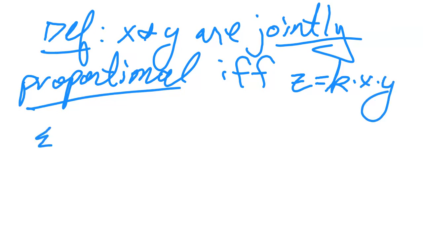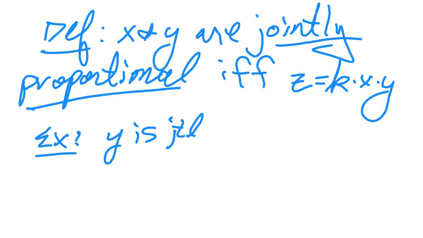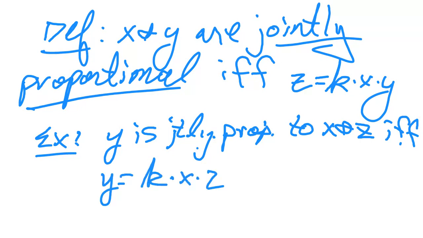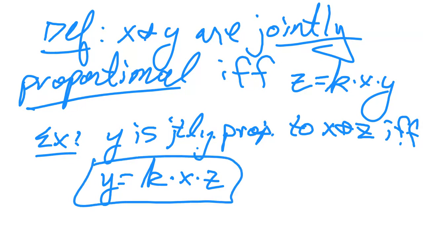So let's look at an example of this. So we can say Y is jointly proportional, I'm going to abbreviate jointly proportional, to X and Z if and only if what? Y equals some constant times X times Z. Or we could just write KXZ, right? So we have that. Now let's look at just one more example, and then we'll get on to actually solving some of these things.